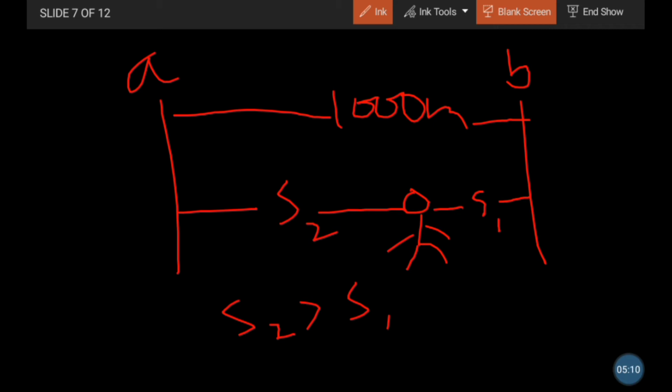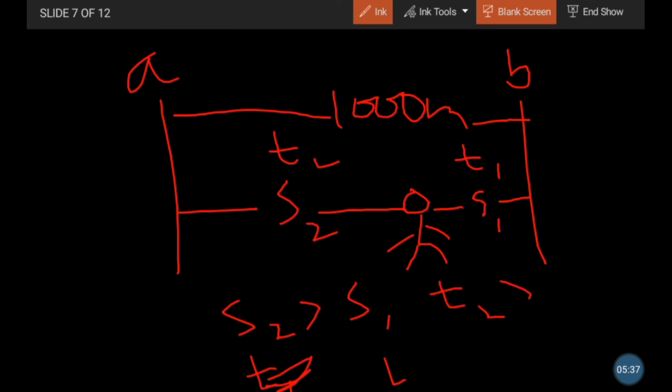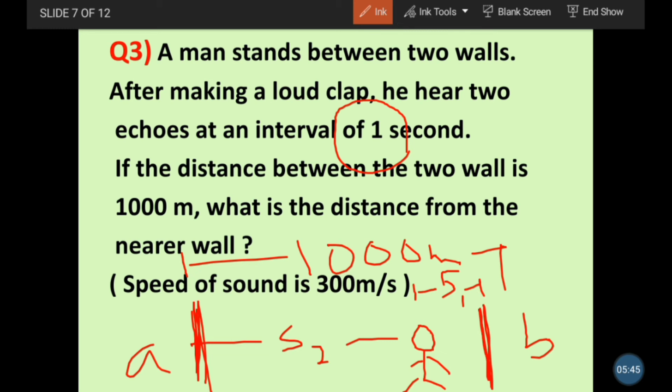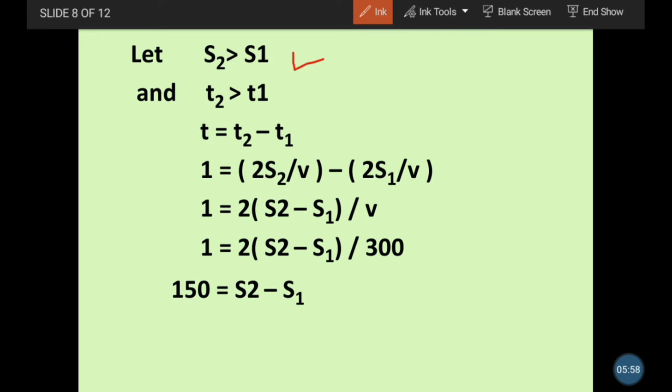The echo produced by the nearer wall at distance S1 comes in a time represented by T1, and the echo produced by wall A comes in a time represented by T2. We know that T2 is greater than T1. As S2 is greater than S1 and T2 is greater than T1, the time difference t is equal to T2 minus T1.